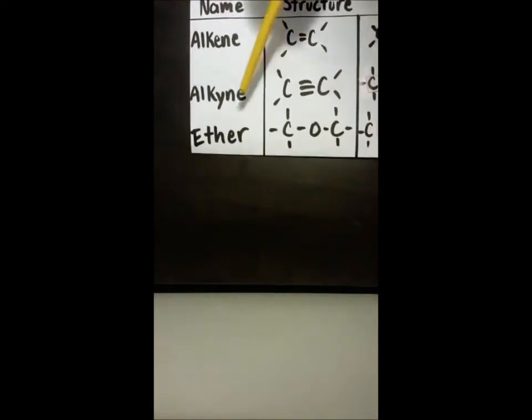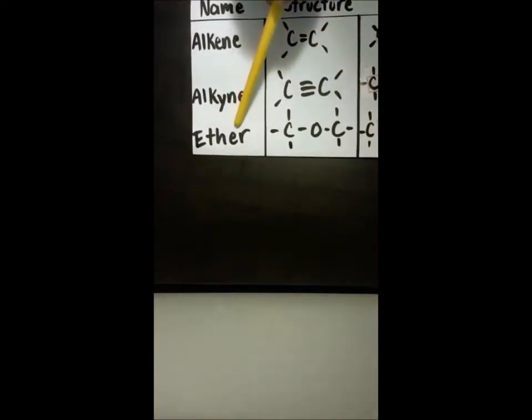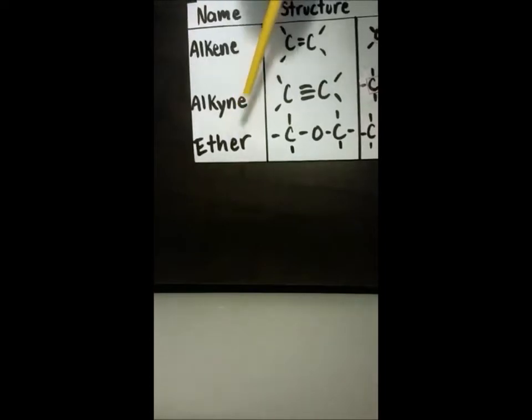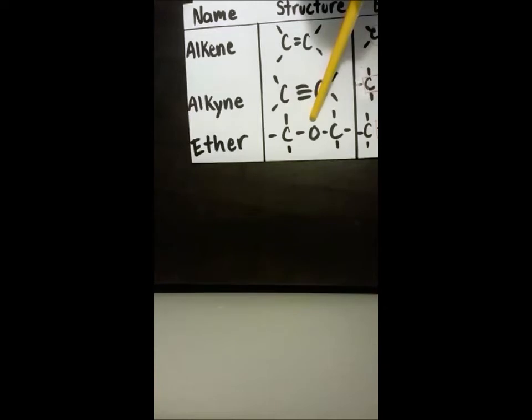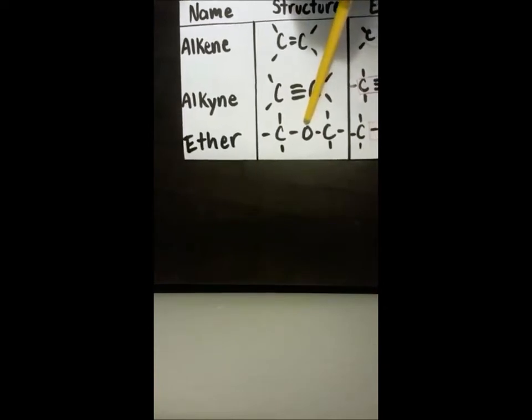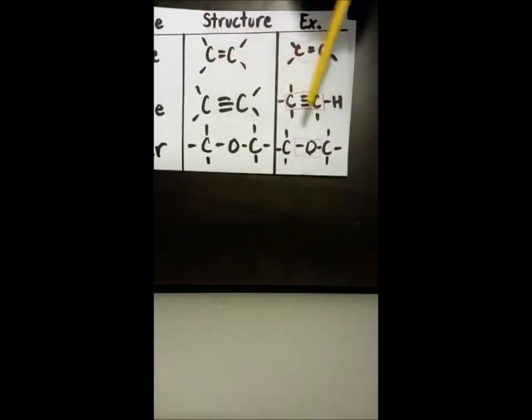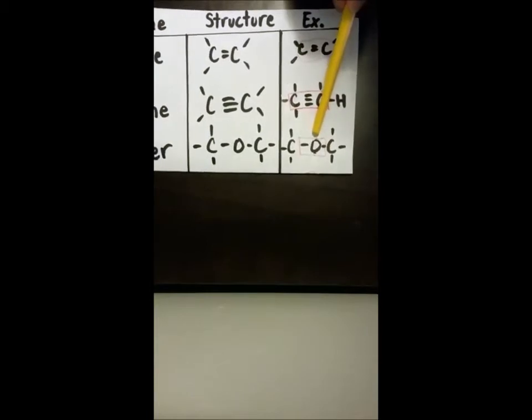The third structure name, ether, has carbon with a single bond with oxygen and another carbon. And what you would circle in this one is the oxygen.